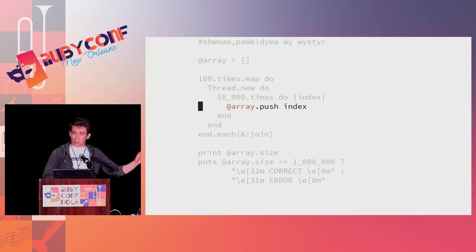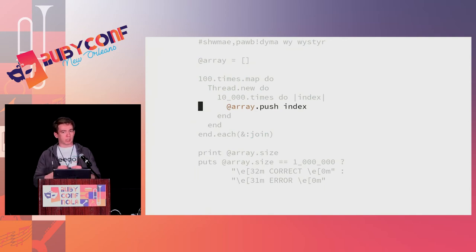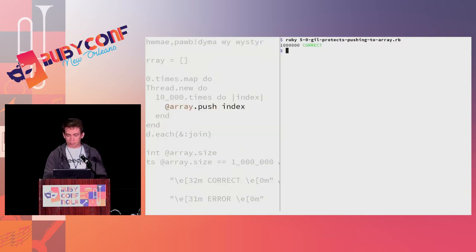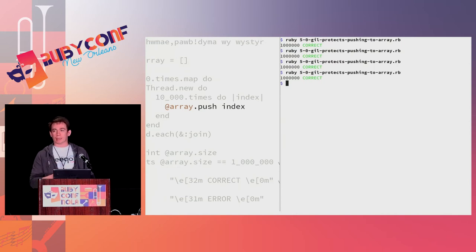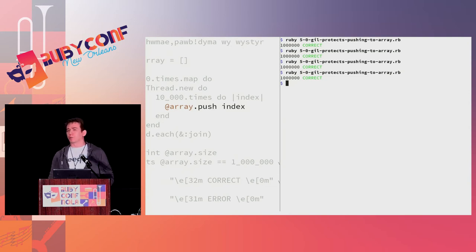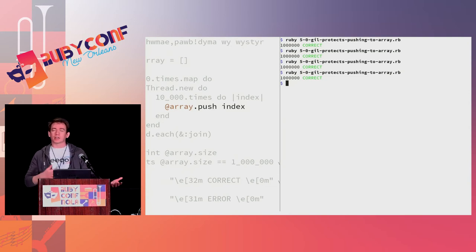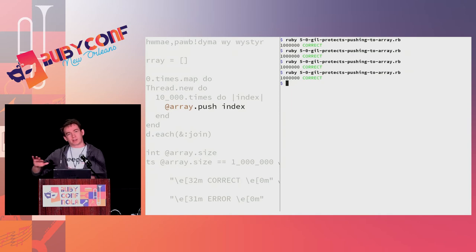This method call, array.push, is quite complex inside. Many things can break there, many things can be corrupted inside if you run them concurrently. Now I will run it with Ruby MRI. And it is correct. It is correct because Ruby GIL does protect internal built-in methods written in C in Ruby MRI. It will actually also protect your methods which are written in C unless they have a callback to Ruby, but that's not the case.